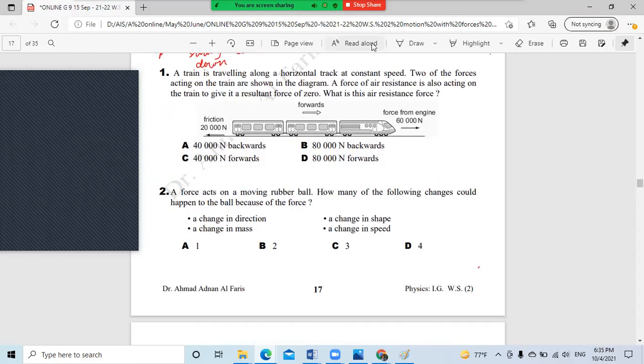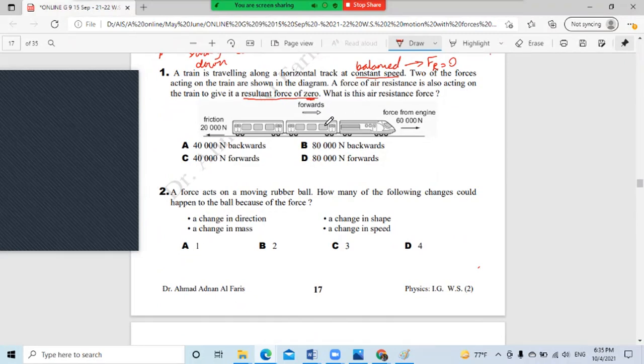Now when they say that a train is traveling along a horizontal track at constant speed, that means it is balanced. When it's balanced, that means the resultant force equals 0, since it moves in a straight line. The two forces act on the train as shown in the diagram. The force of air resistance also acts on the train, giving a resultant force of 0. There is no resultant force.